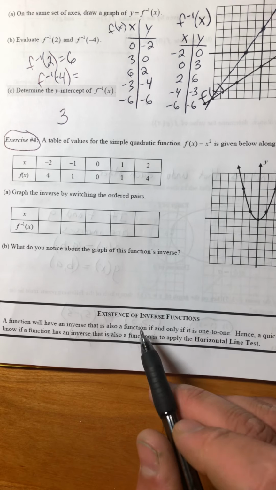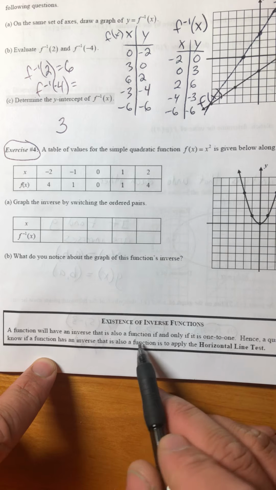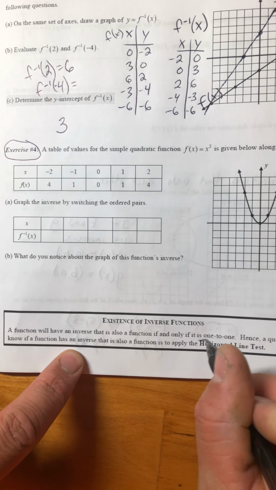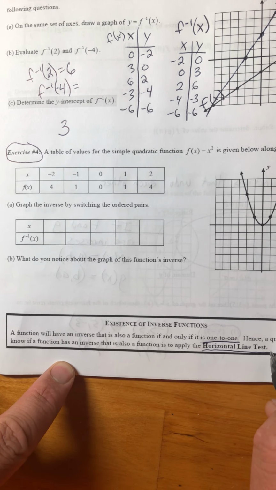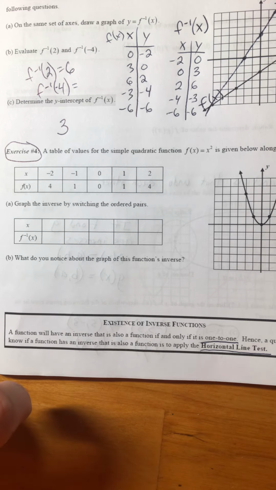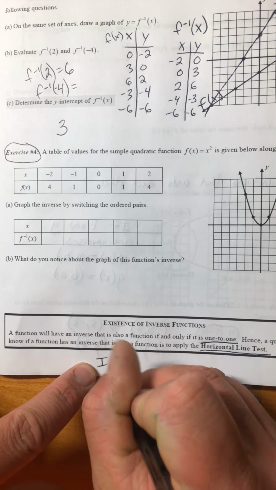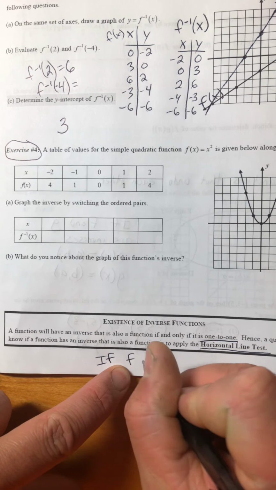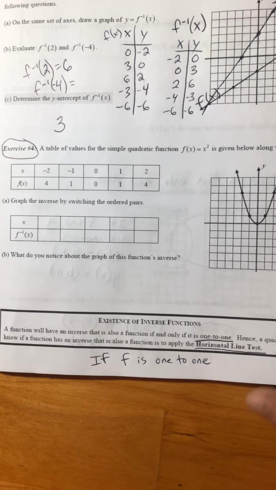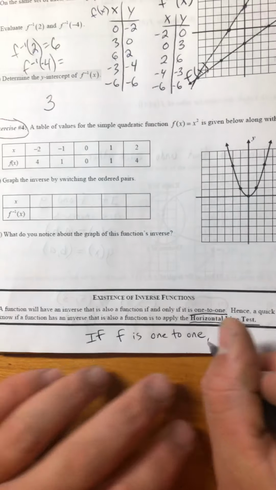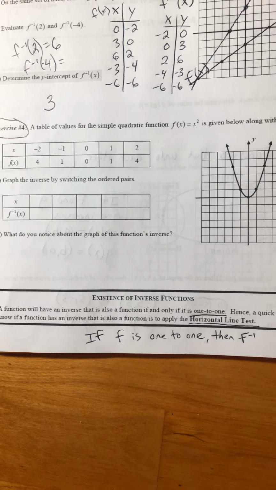The last thing is actually kind of important for your homework. Existence of inverse functions. You can read through this. A function will have an inverse that is also a function if and only if it's 1-to-1. So if the original one passes the horizontal line test, then its inverse is a function. As weird as that may sound, read it through a couple times. If you want to jot it down in simpler terms: if f is 1-to-1, then the inverse is also a function.